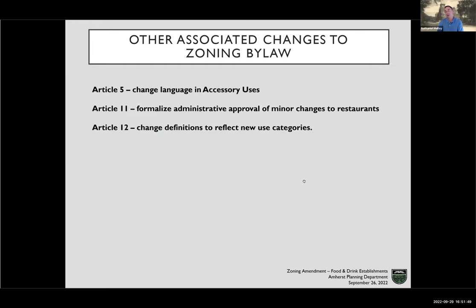And then as we are looking at this, there's a ripple effect. If we change the use categories, what I just showed you in terms of the proposed uses and the permitting path is a summary of table three. But then we realize it impacts article five because accessory uses are referenced as part of restaurants. We want to formalize administrative approval, which is already allowed as part of site plan review. That's article 11. And then we updated some definitions in article 12. So although we're saying let's update food and drink establishments, it has an impact in a few different sections of the bylaw.